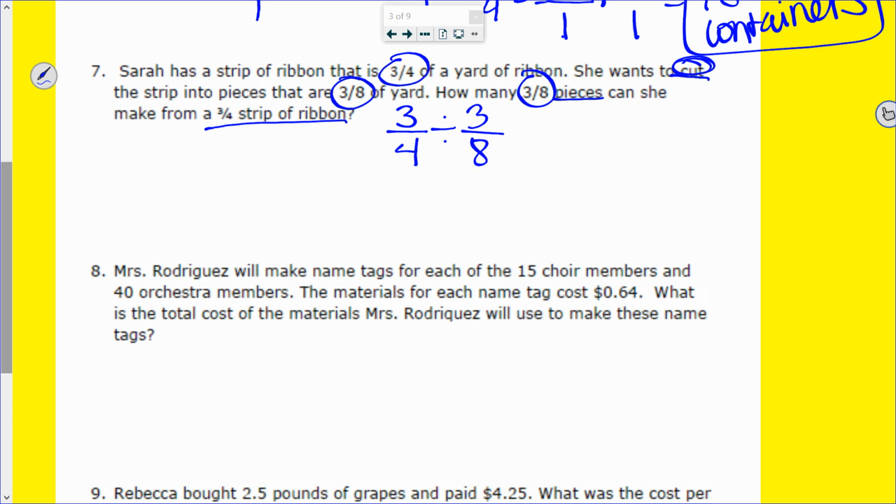So 3/4 divided by 3/8, which becomes 3/4 times 8/3. Remember, you can simplify before you multiply. So that gives me 2 pieces.